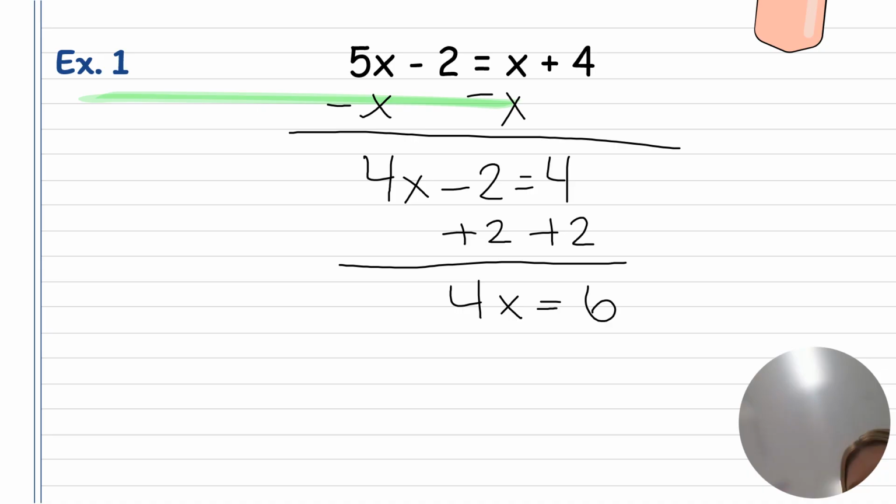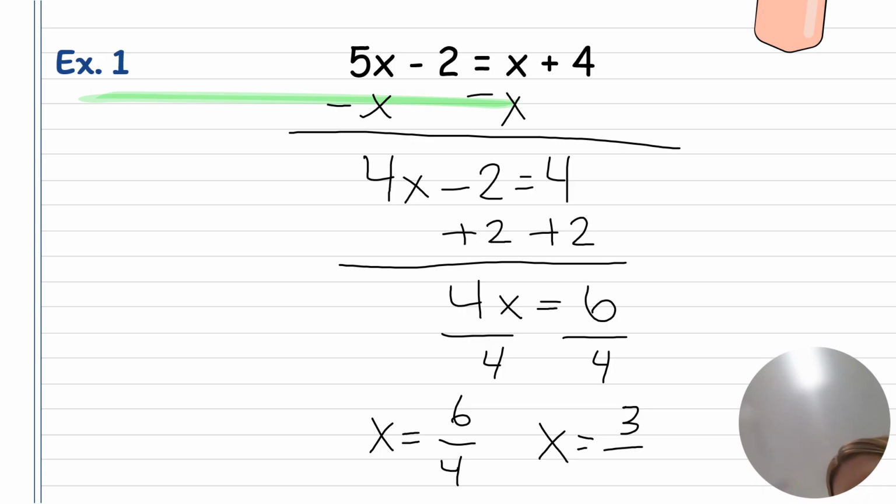Still have this 4 with my x, so I'm going to divide both sides by 4. And I will be left with x is equal to 6 over 4. Of course, we have to simplify, so we will have that x is equal to 3 over 2. Don't forget that x equals.